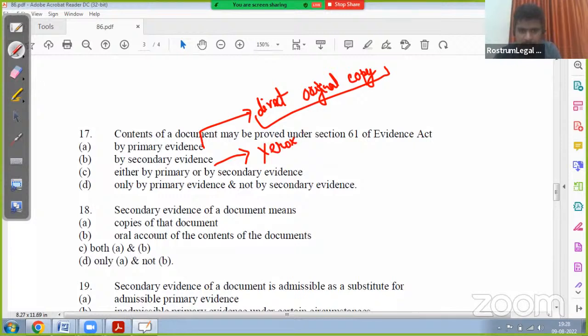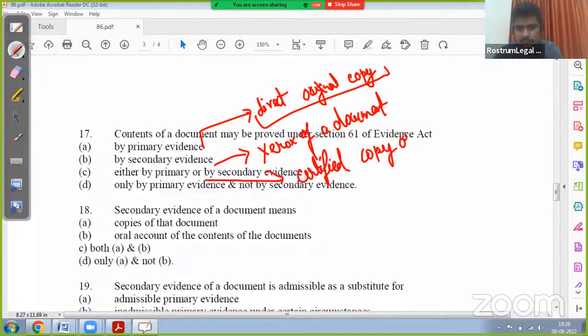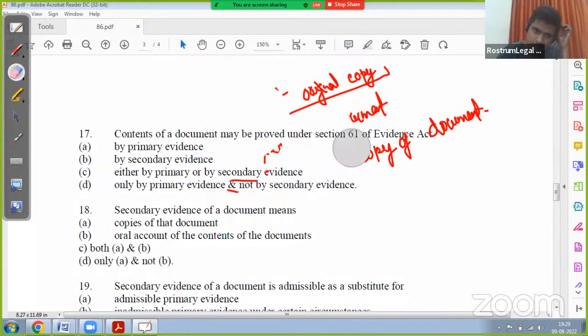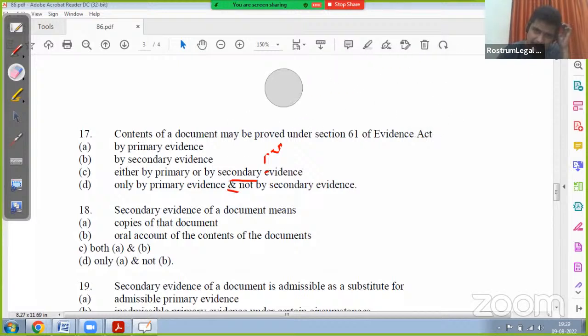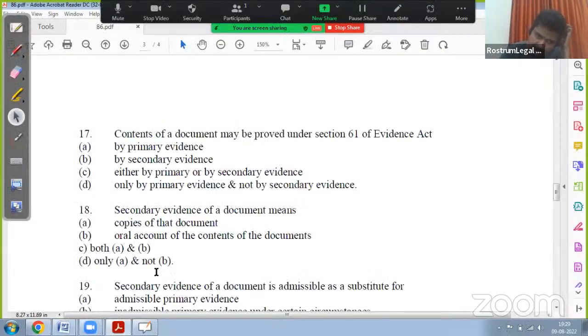xerox of a document, ठीक है, certified copy of a document, counterpart of a document which has been signed by one party. ठीक है. Signed by the party on his own. तो ये सारे हो गए आपके secondary evidence. तो the contents of the document can be proved by any of these ways. ठीक है. Next question.